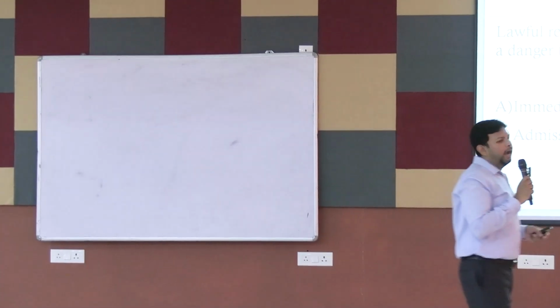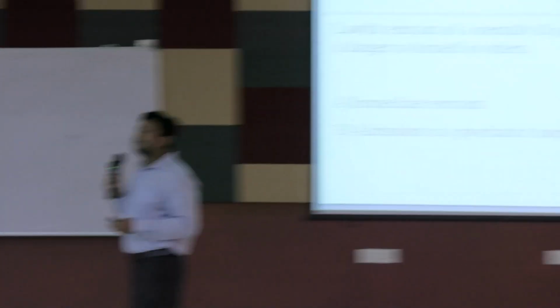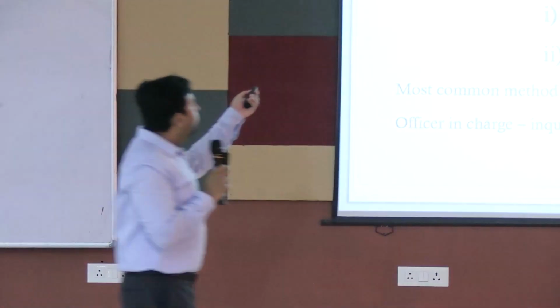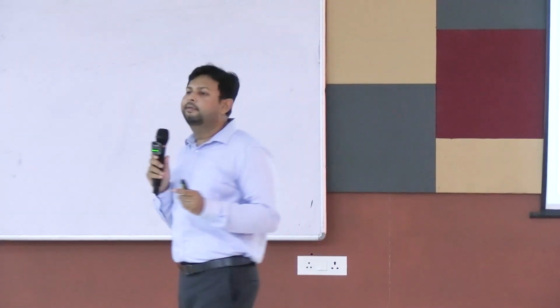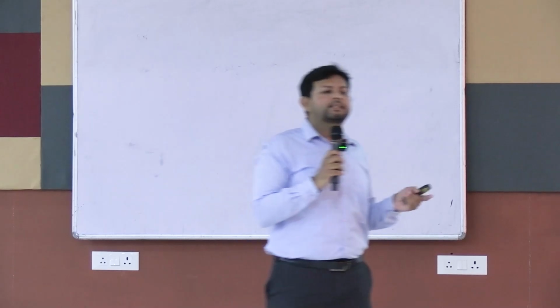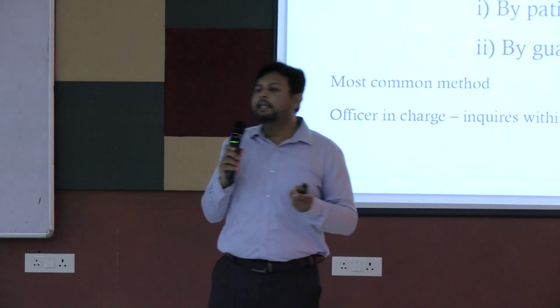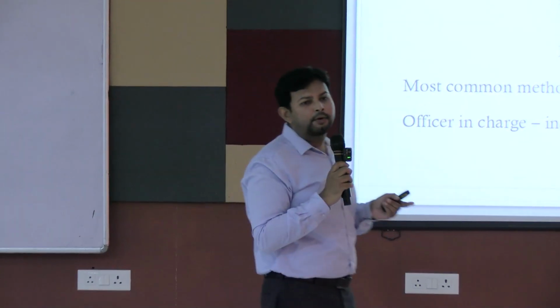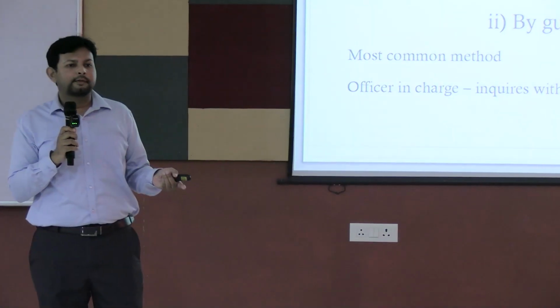Second scenario, admission in a psychiatric hospital. So admission in a psychiatric hospital, it can be of, first is voluntary admission. Voluntary admission means the subject himself approaches the psychiatric hospital and wants to get admitted. So in this case, the subject has to be a major, more than 18 years of age. And if he is a minor, then his guardian should accompany. Fine? So that is about voluntary admission.